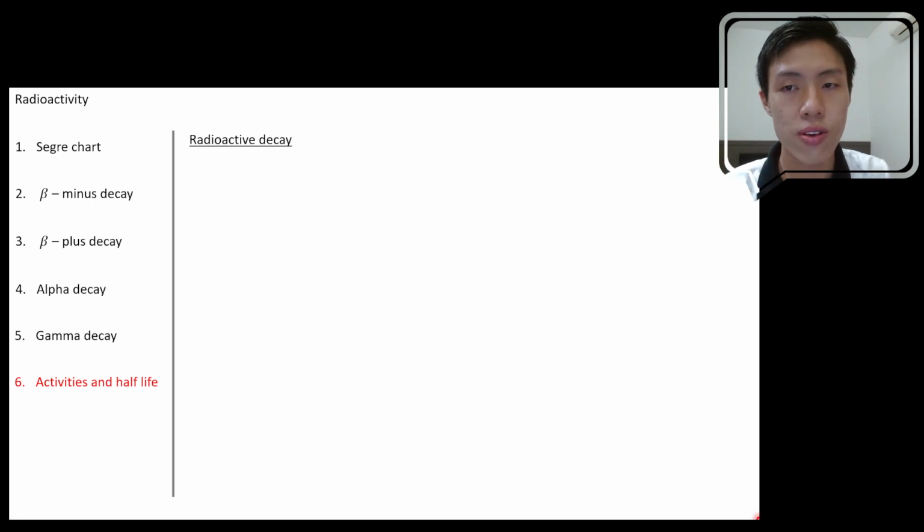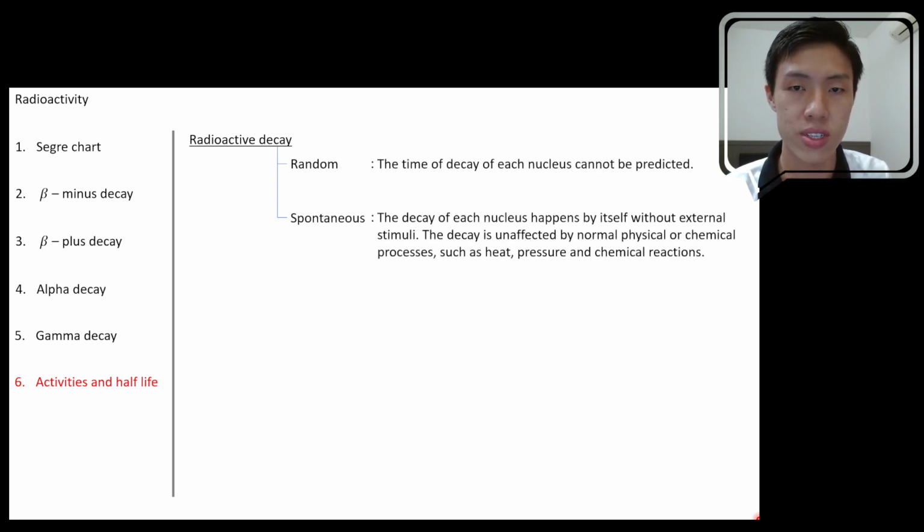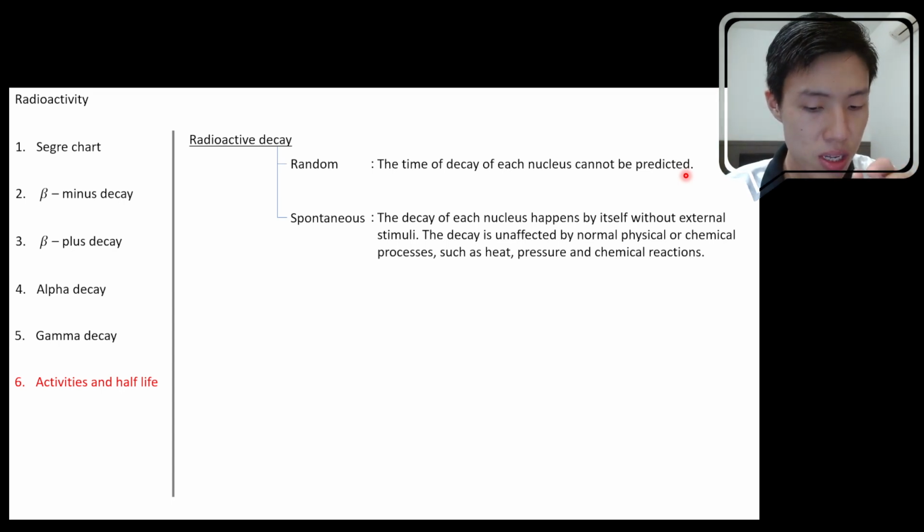So first of all, you have to understand that radioactive decay is a random process and at the same time a spontaneous process. So let's go through the idea of what is random and what is spontaneous. The word random means the time of decay of each nucleus cannot be predicted. If you focus on one single nucleus in the whole material, there's nothing you can do to predict when that particular nucleus will decay.